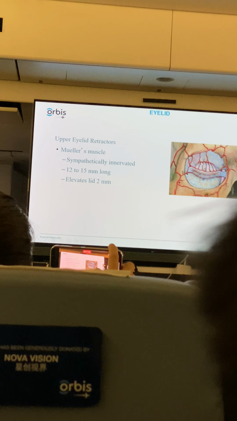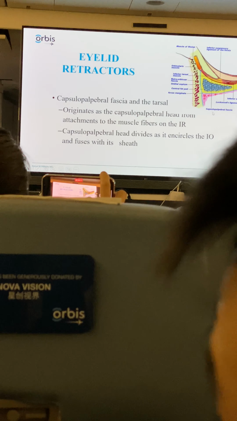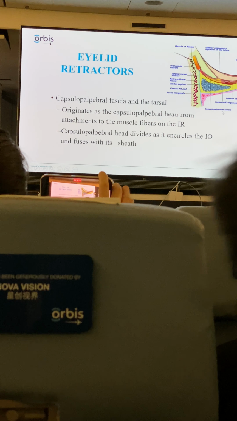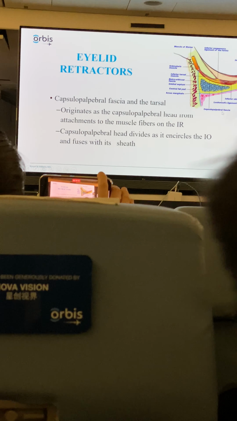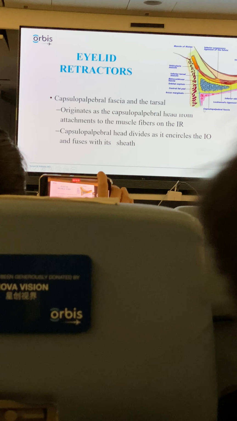They consist of the capsulopalpebral fascia, which is harder to distinguish anatomically, and the inferior tarsal muscle.